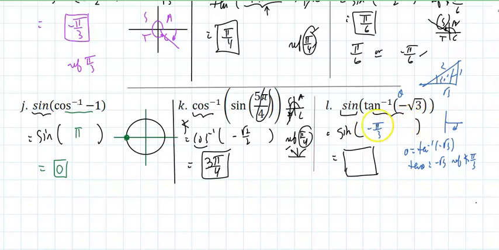Alright, well, what's the sine of negative pi over 3? I know the value, the sine of 60 degrees is the adjacent over the hypotenuse. And since I am in this quadrant, I know sine is negative. And that's pretty much it for this section.